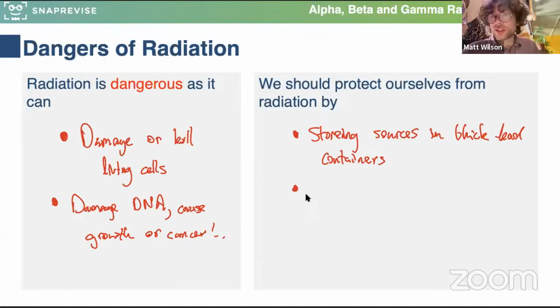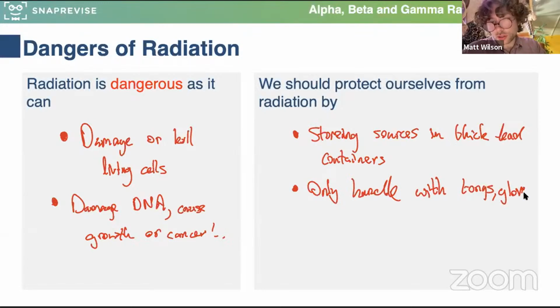We also never want to touch them directly. We touch them, maybe a few specks go in our mouth, now they're on the inside of our body, where if they're alpha, for instance, they can do a lot more damage. So only handle with things other than our skin, essentially. So things like tongs, gloves, or even robotic machines, for instance. Ideally, all of these. Good.